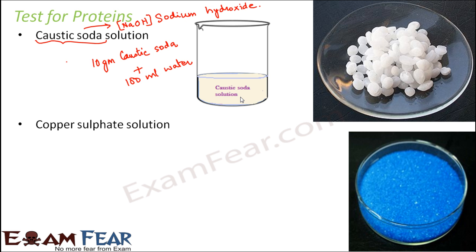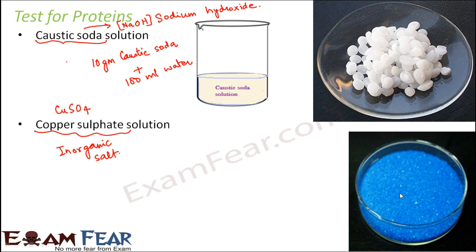Now there is another solution that we can use, which is copper sulfate solution. What is copper sulfate? It is CuSO4. This copper sulfate solution can also help us to test the presence of protein. Copper sulfate is actually an inorganic salt, that is a salt which doesn't contain carbon. Look at it, it is in the form of crystals. It seems to be powdery, but actually it is a powdered form of copper sulfate crystals.